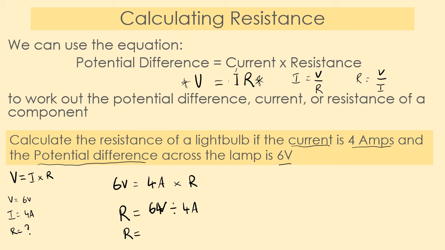I can now do that on my calculator, so do 6 divided by 4, and I will get 1.5. I need to remember my units as well, so I can either write it as ohms, O-H-M-S, or I can use my symbol omega. And that is how we can calculate the resistance using the current and potential difference.